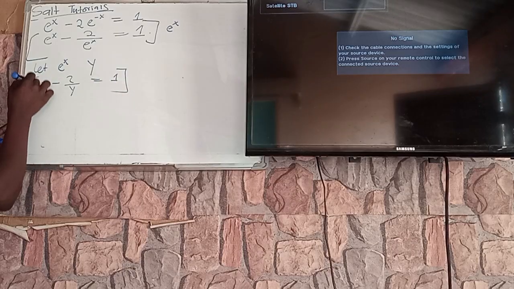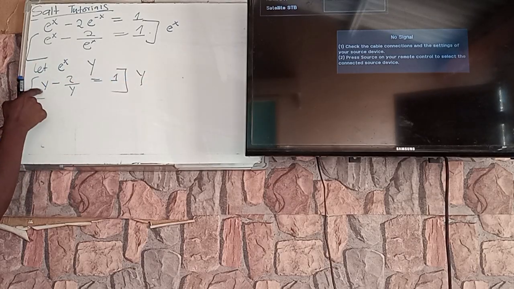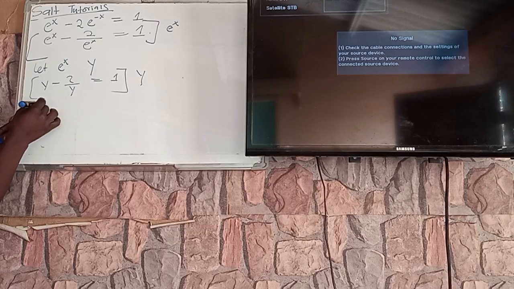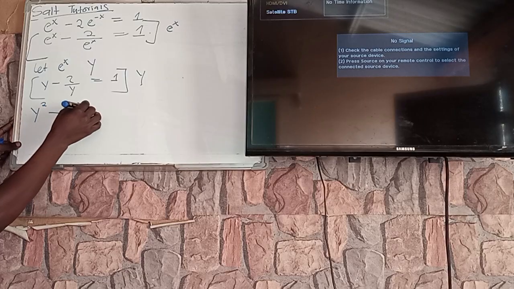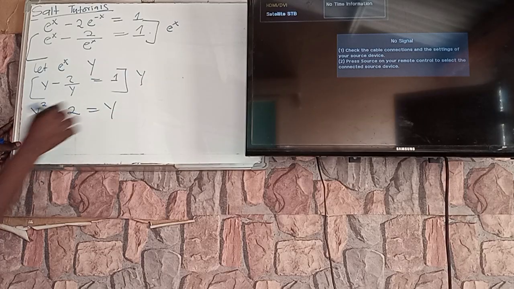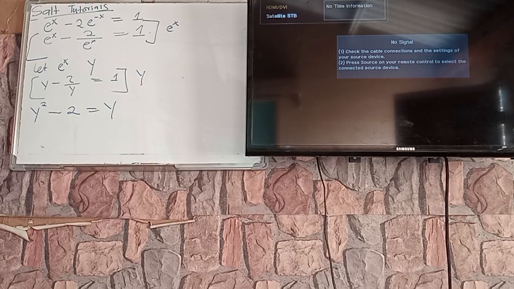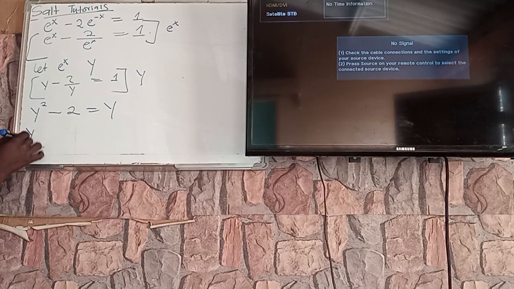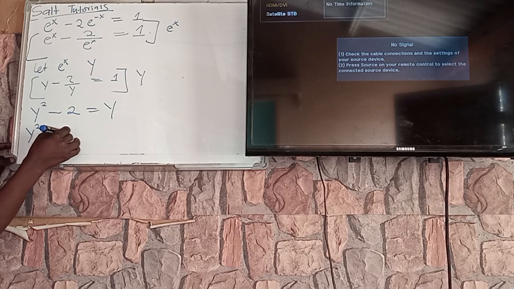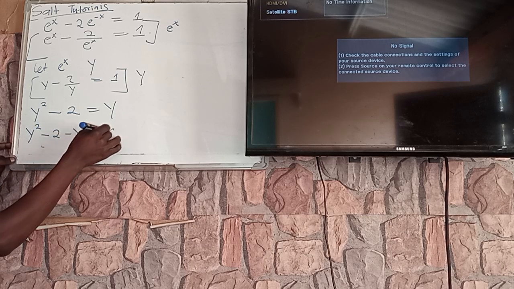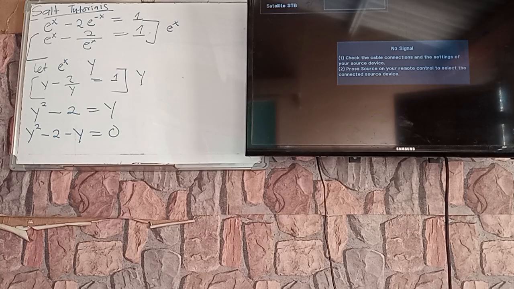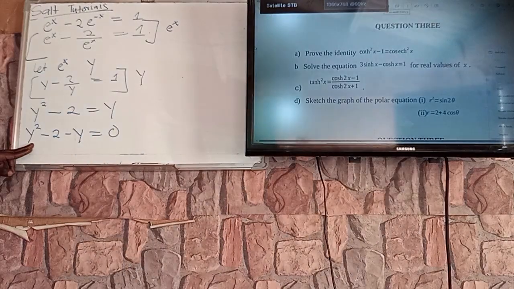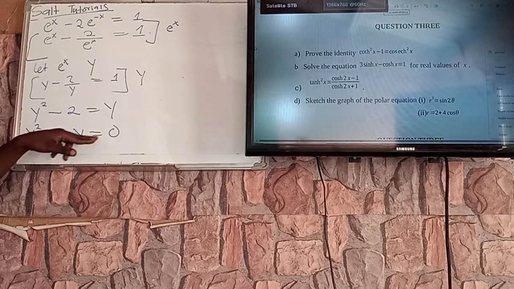So that when you multiply throughout by y, you're going to have y times y, giving you y squared, minus this times y, the y goes to 2, giving you a 2, and y times this giving you a y. This becomes a quadratic equation where everything can go to one side: y squared minus 2 minus y is equal to 0.